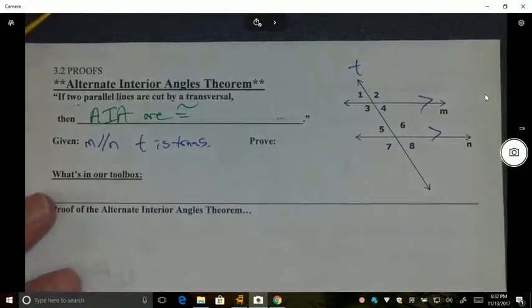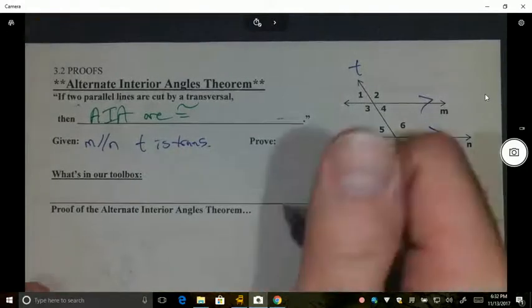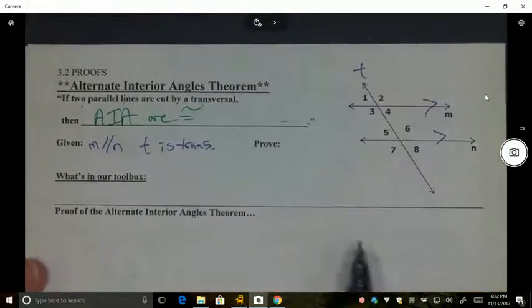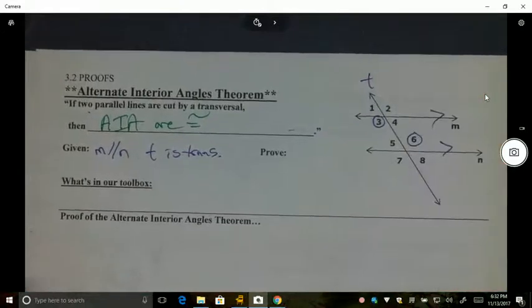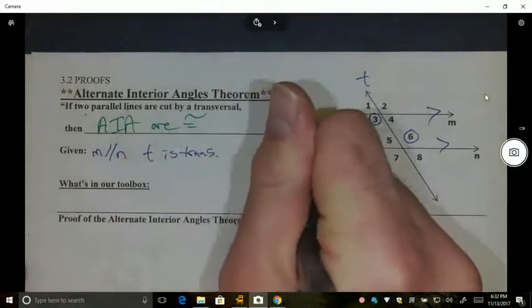A lot of you are looking going, that doesn't help us. It's not like they told us there was a midpoint or a bisector. We're supposed to prove the alternate interior angles. I'm going to pick 3 and 6, but you could pick 4 and 5, are congruent.